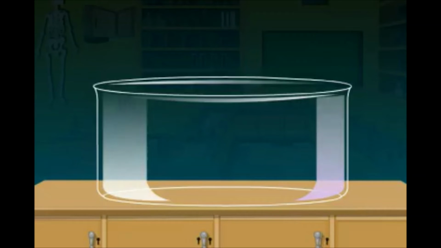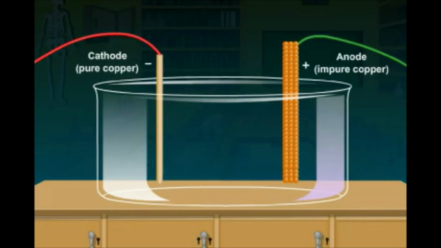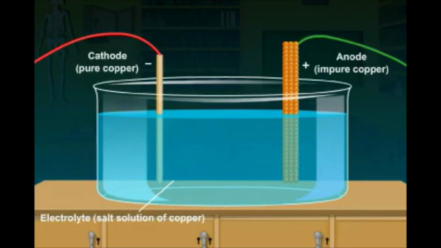Electrolytic refining is the most common method of purifying metals. In this process, the anode is made of a large piece of impure metal and the cathode is made of a thin sheet of pure metal. And what is the electrolyte made of? A salt solution of the metal is taken as the electrolyte.